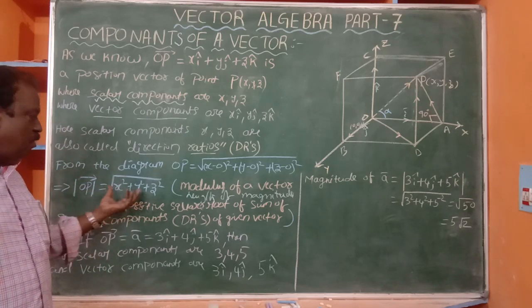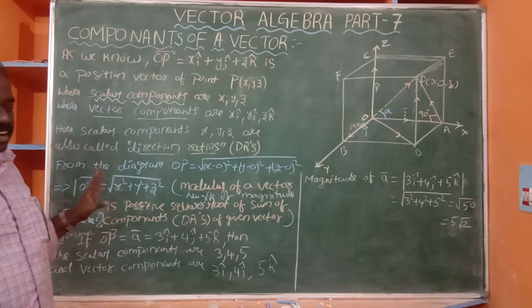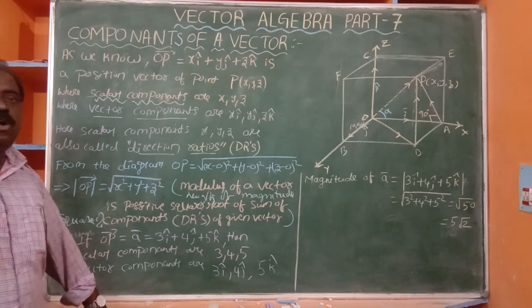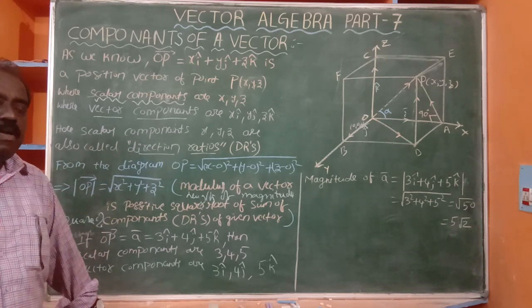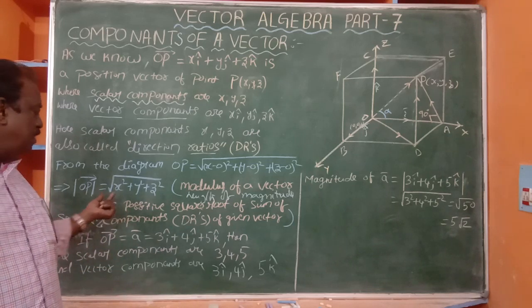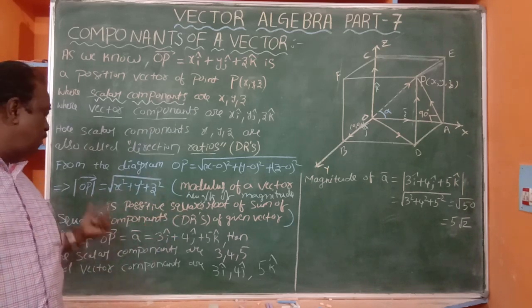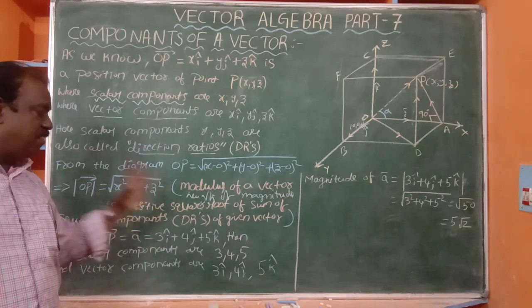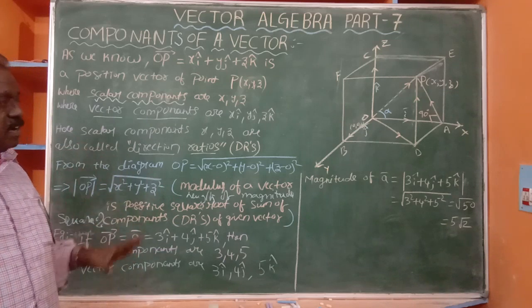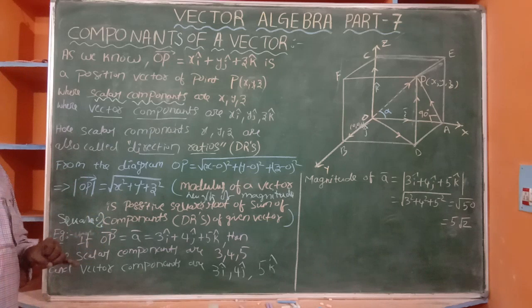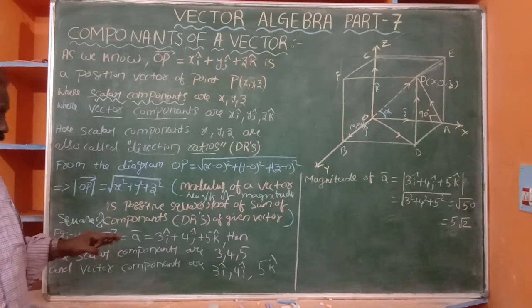Okay now? For the given vector, here also a positive square root. Square root of 4 means plus or minus 2. But it is a length, so we should not take a negative. It is always the positive square root of the sum of squares of components or otherwise DRs of a given vector. So for a vector, we can find scalar components, vector components or otherwise DRs, and length also.